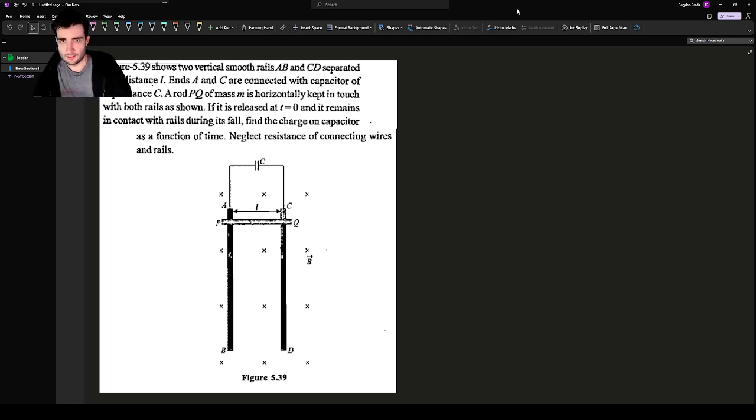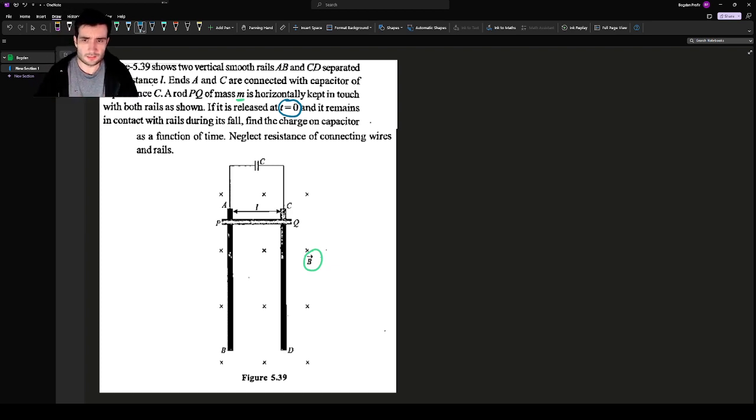We're being given that we have a conductor PQ, which has a mass M, and it's always in this horizontal position, and it's between two vertical rails called AB and CD. And there's a magnetic field B, which is always pointing into the screen. Now, we're being told that this rod is being released at the initial time t0 equals 0, and it's always going to be in contact with the rails. And what we have to find is the charge on this capacitor as a function of time.